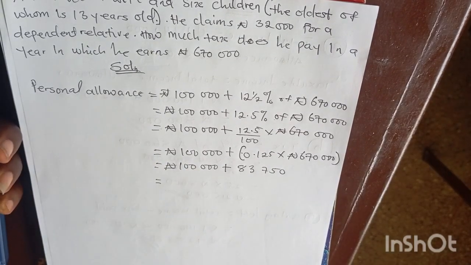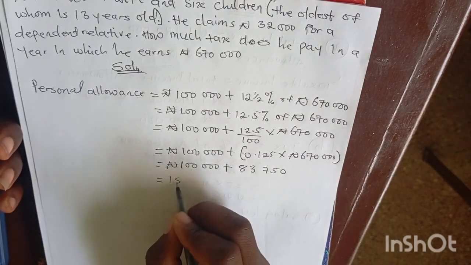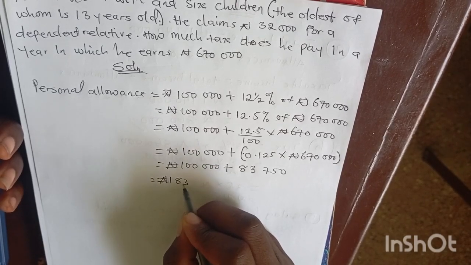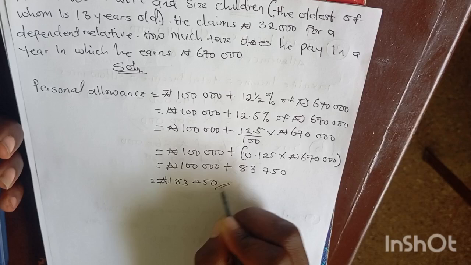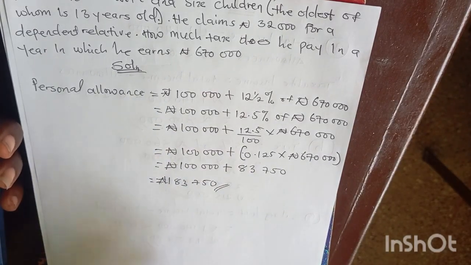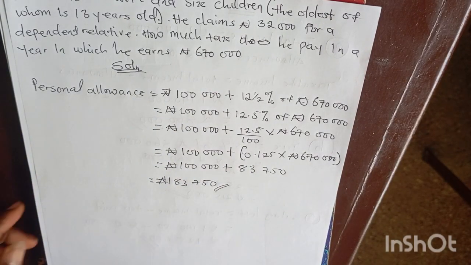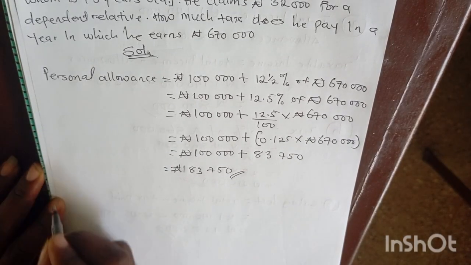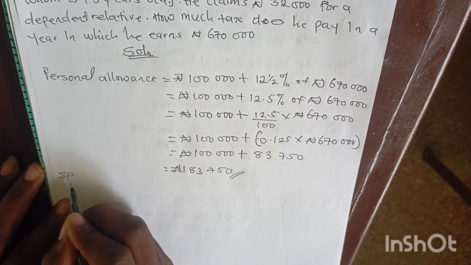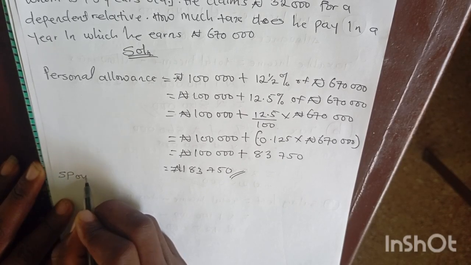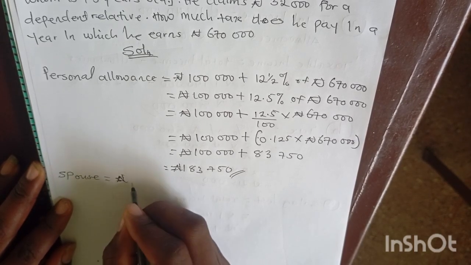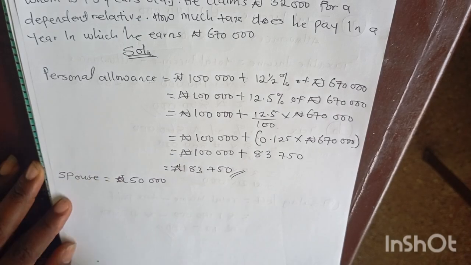So if you now add it to 100,000, you should have 183,750 naira. So this is the personal allowance. Now the wife, if we are dealing with spouse, that means we go with spouse allowance, which is 50,000. Let's just go directly by writing 50,000.